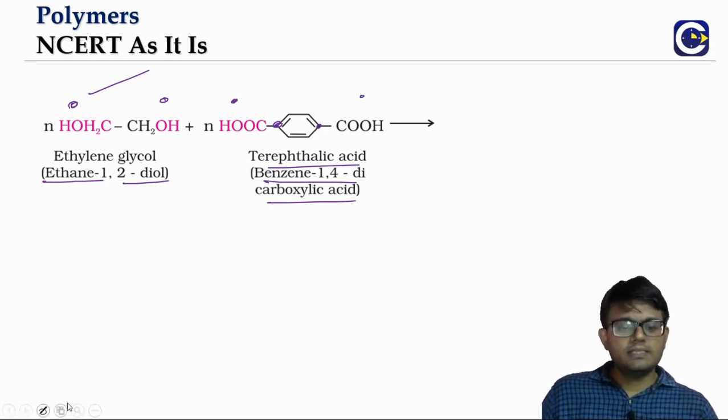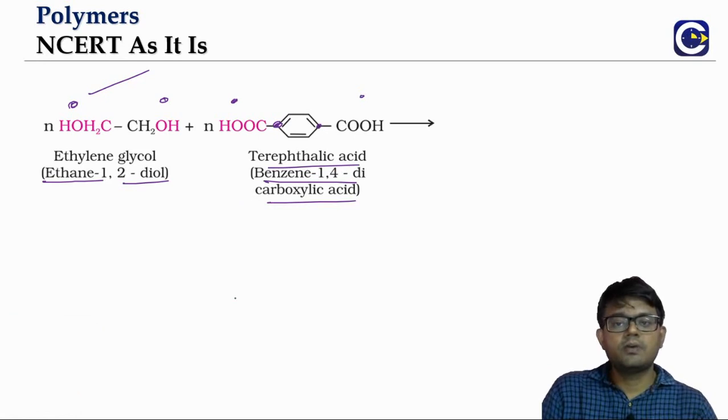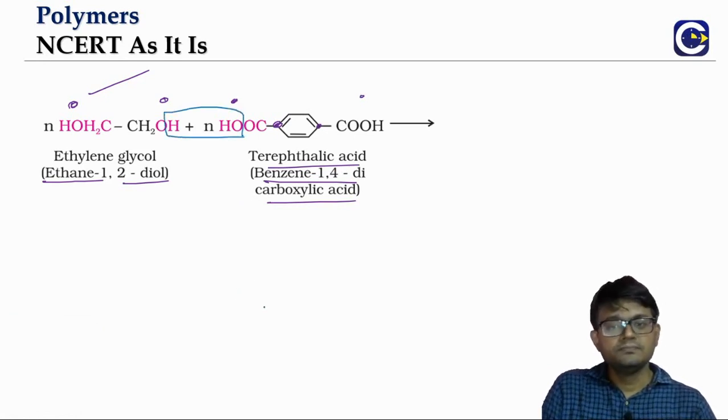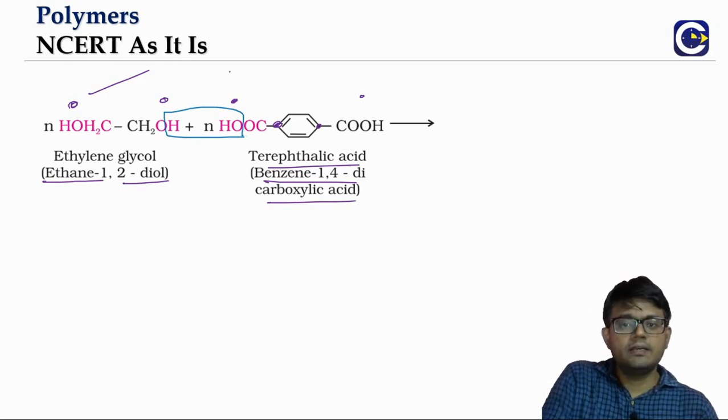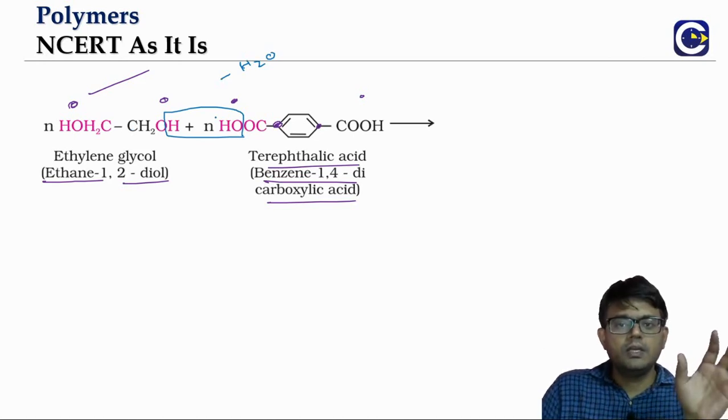Now there will be a condensation. I am sure this is something that we have been seeing from our 10th standard itself: esterification, removal of water, acid and alcohol. Removal of water means we will get esterification. Here we are saying n monomer units and n monomer units, but if you just begin with one monomer of ethylene glycol and one monomer of terephthalic acid, what happens?